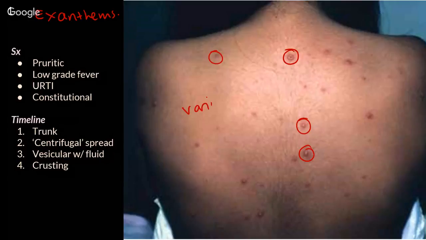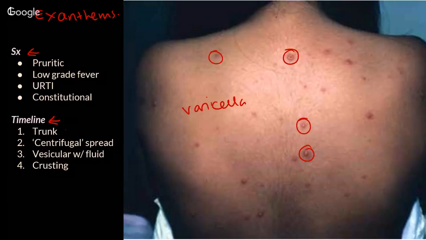Chickenpox. Okay, so this is varicella. What this timeline refers to is how they present usually, and these are just symptoms that you might expect them to have. So usually it begins on the trunk and then it spreads to the arms and legs. That's called centrifugal spread: starting on the trunk and then spreading out to other limbs of your body.